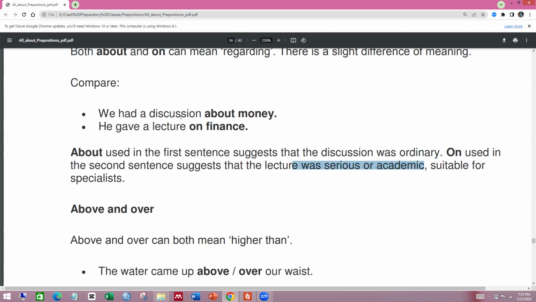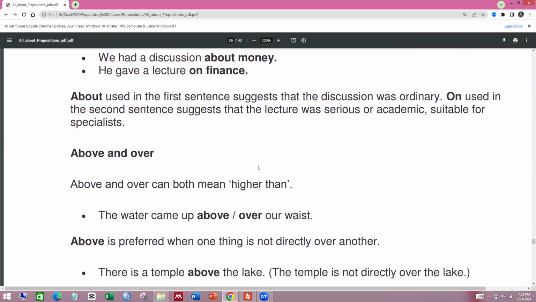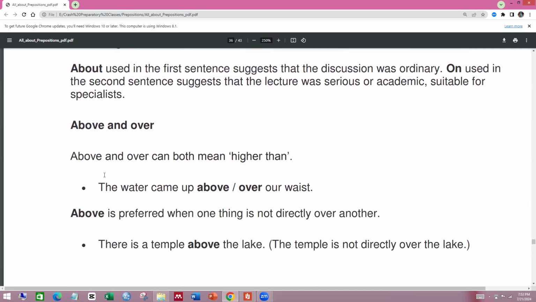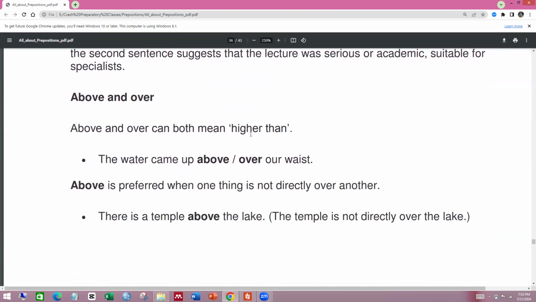ये यूज हमने previously पढ़ी थी. Suitable for the specialist. ठीक है. Specific to journal and academic, या फिर specialized चीज के लिए हम on use करते हैं. Above and over. Above and over can both mean higher than. अब देखते हैं आगे क्या है.